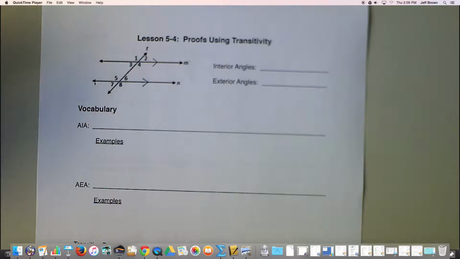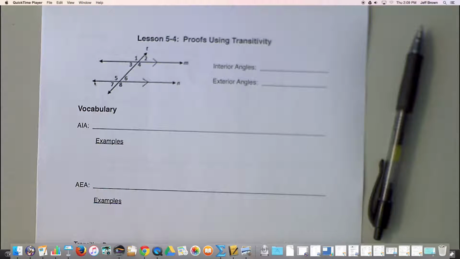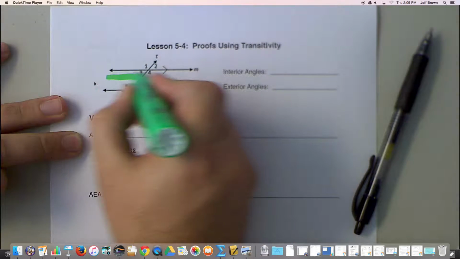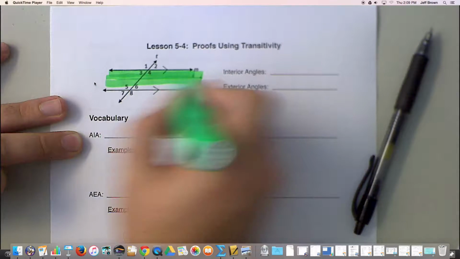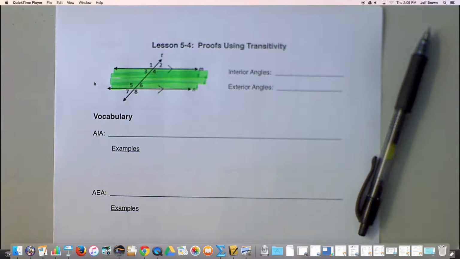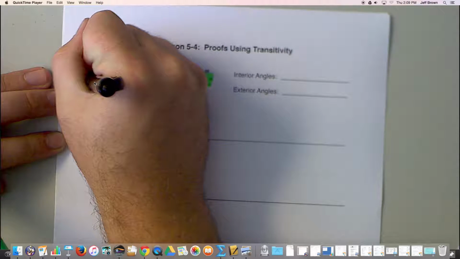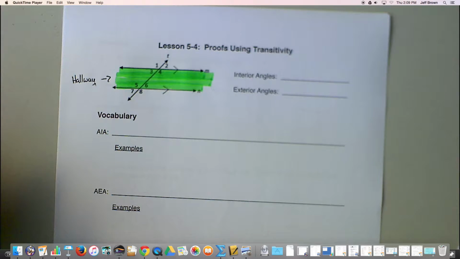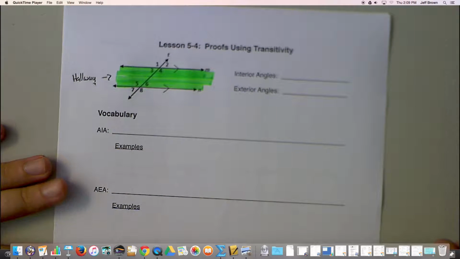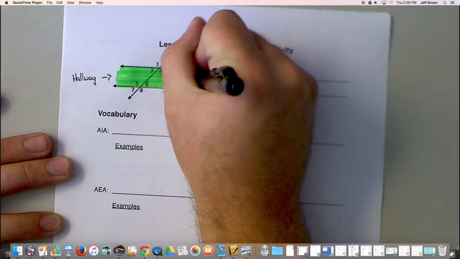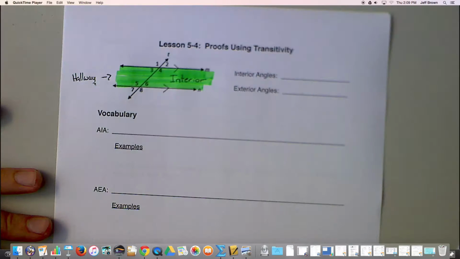In lesson 5.4, we're talking about interior and exterior angles. In our picture here, I'm going to use some highlighters to help us out, but you can just imagine this and label them the same way. Inside of our two lines, I have this area that I'm shading in green. We're going to imagine that area to be a hallway. So between our two lines, we have a hallway. The angles inside of the hallway are what we're going to refer to as interior angles. So that's our interior there in green.